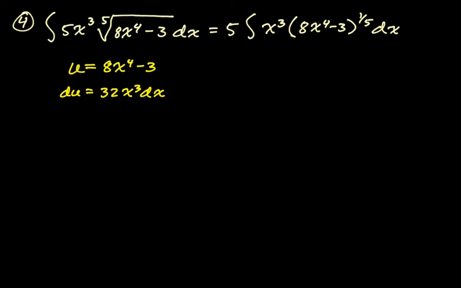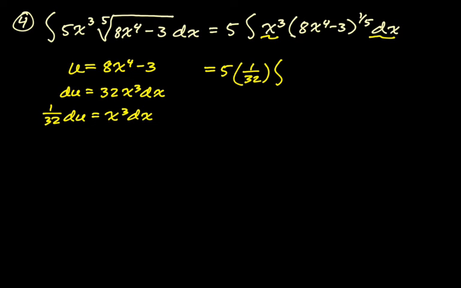Look at the problem. We have an x cubed and a dx, which is why I say don't really worry about that. Du is probably going to take care of it. I'm going to make 1 over 32 du be x cubed dx, and we're ready to substitute. So the 5 is still there. The x cubed and the dx are going to be 1 over 32 du. Let's pull out the 1 over 32. And then the integral of the x cubed and dx are done. They're just going to be du. So we just have u to the 1/5 and a du.